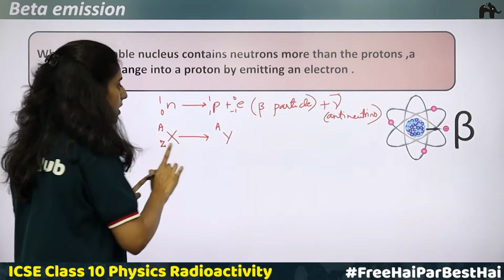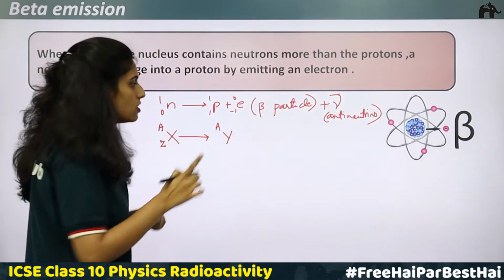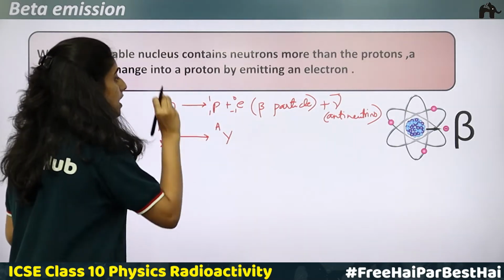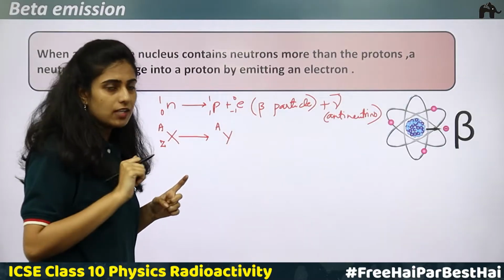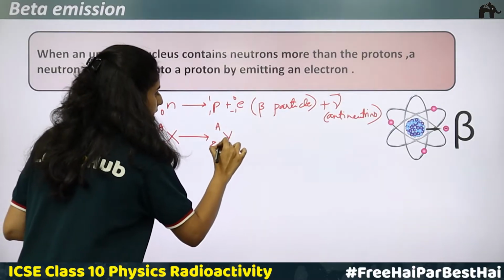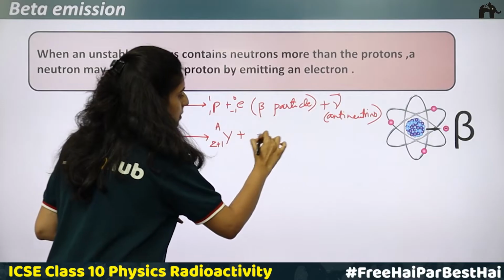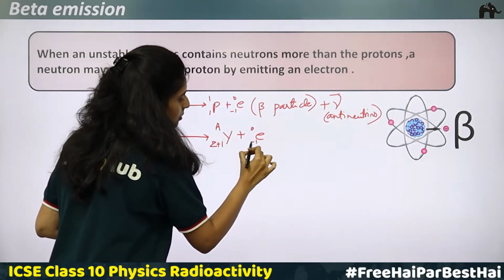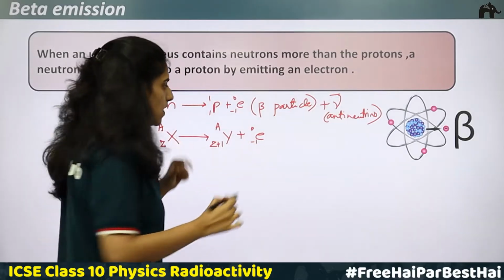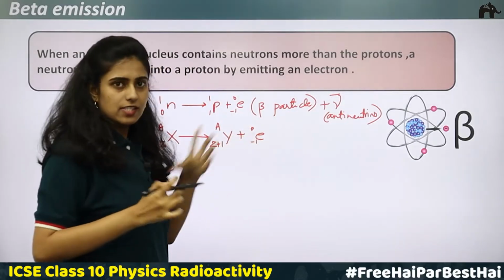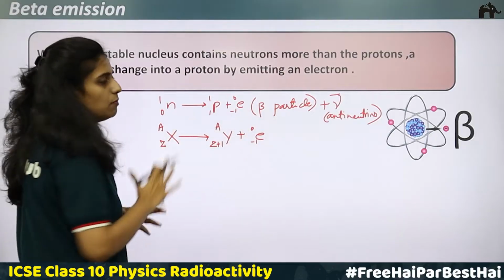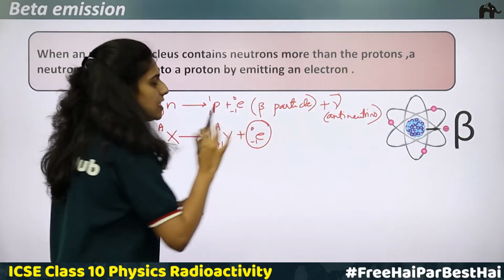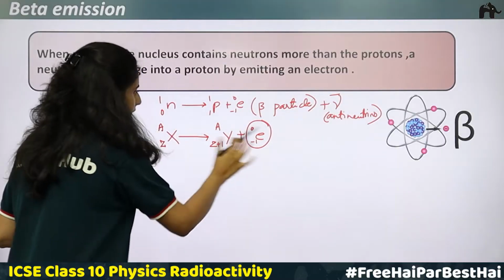Now what about the atomic number? Atomic number is the number of protons. So here, a neutron is changing into a proton, which means the number of protons should increase by 1. So it becomes Z plus 1. And then the particle emitted is a beta particle, which has atomic number -1 and mass number 0. So this is an example of beta emission, and the particle emitted is called a beta particle. Clear? We'll take an example.